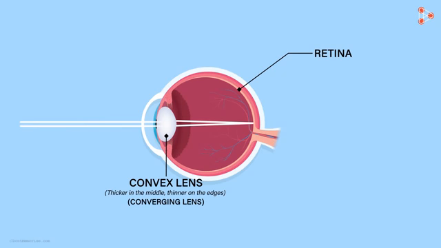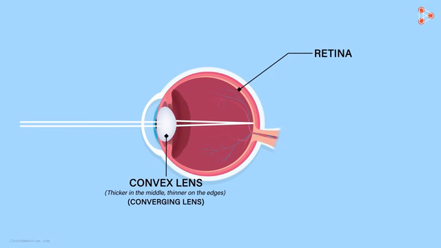Why do I say a normal eye? Well, in a defective eye, this point of focus may lie either in front of the retina or behind the retina. We will talk about this defect of eye in our future videos, but first, let's go back to our normal eye where light is focused on the retina.